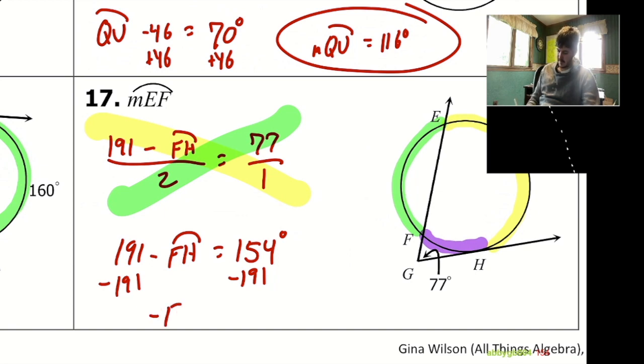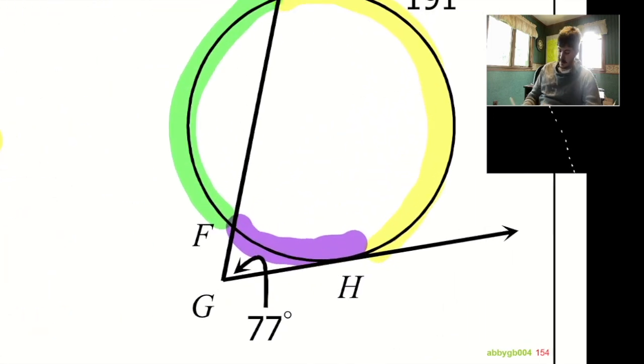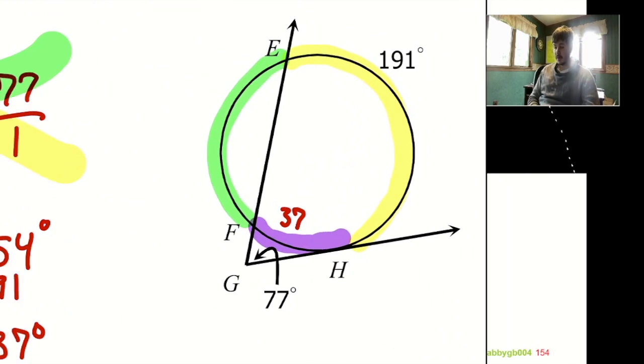And we get negative FH is equal to negative 37. So we get the same thing as before: the double negative, and we flip them both to a positive value. I'm going to put that in my diagram because that is not the final answer. We do need to figure out the value of the green arc.